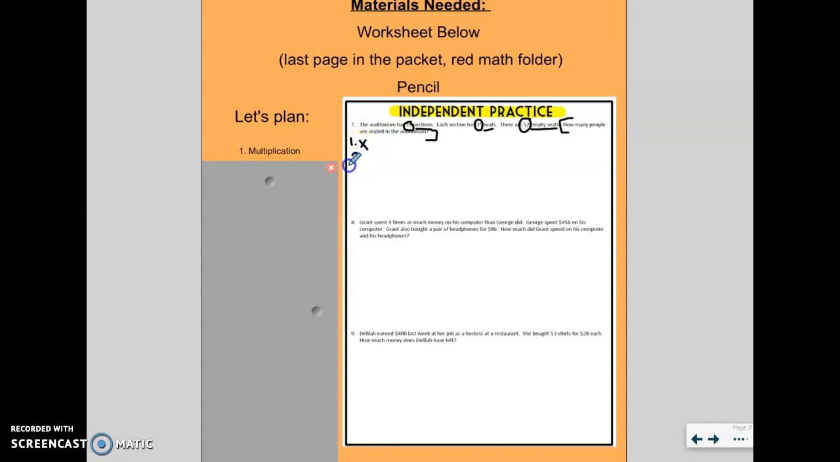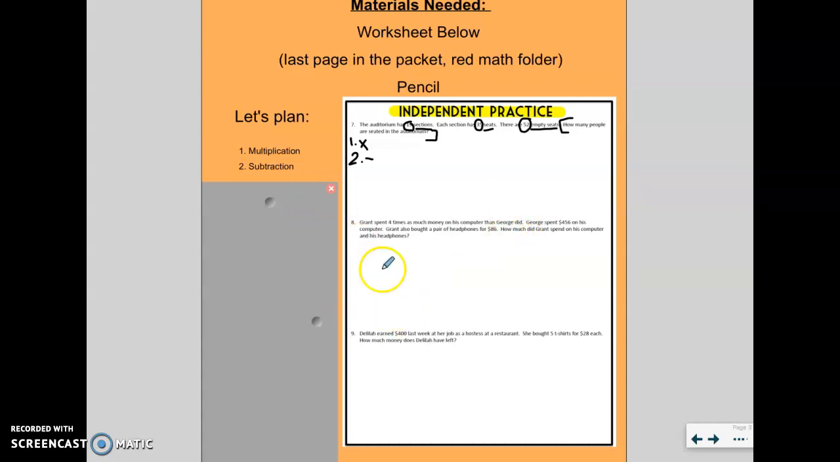Okay, and then the next step is once I figure out the total seats, then I'm going to take away the empty seats. So then I'm going to subtract. And if you want to keep it simple, put a number 2, and then you're going to subtract. And then the rest of the space is for you to show your work. Make sure you circle your answer when you're done.